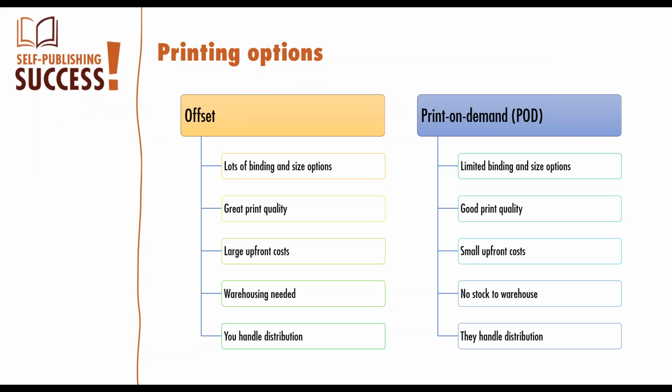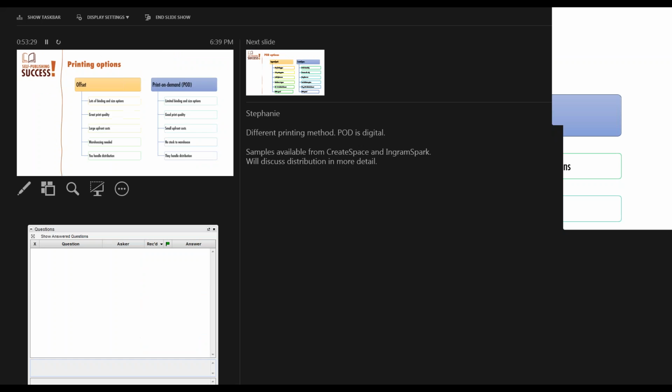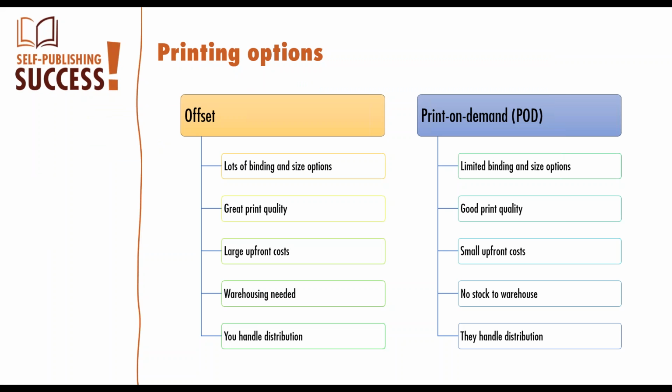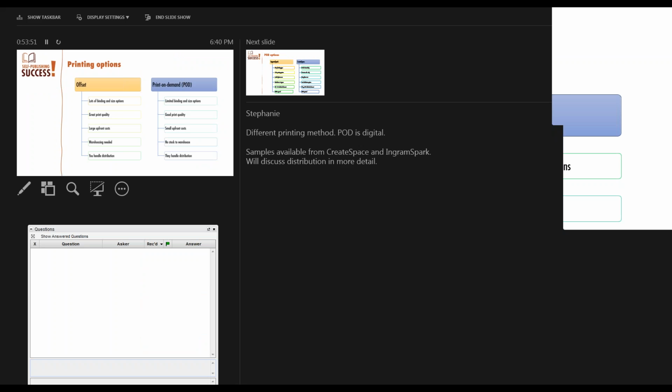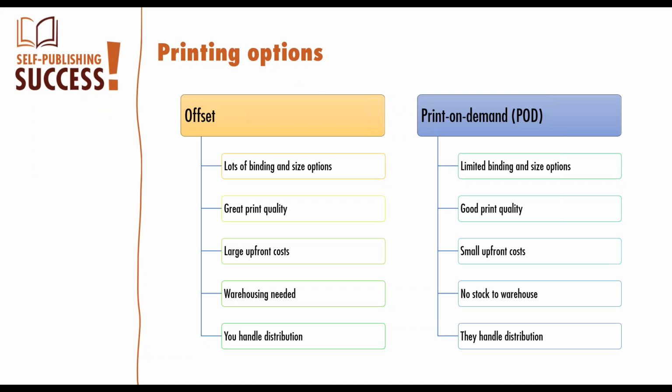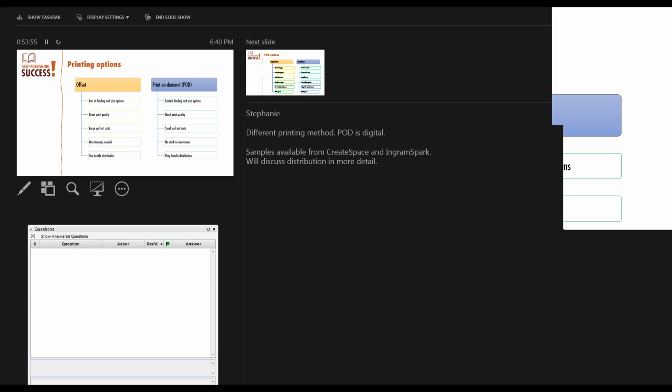And with print on demand, there is no stock to warehouse. They put it into a specific digital system, and as a book is needed and ordered, that's when they print the book. Whereas with offset printing, they're all printed up front, and you need to figure out how to warehouse these. Books take up a lot of room when you have that many. You're going to need some type of warehouse or garage, and it has to be properly climate controlled so the books don't get ruined. And you also have to handle distribution.